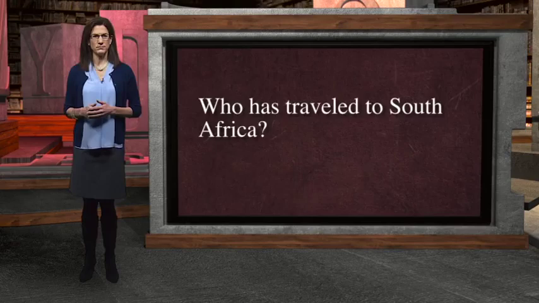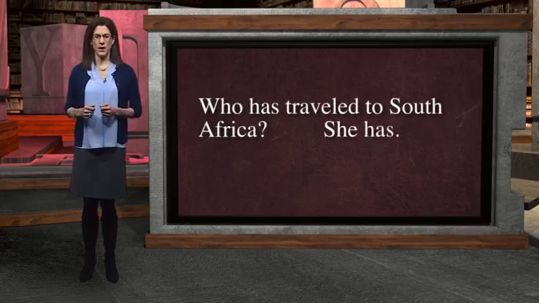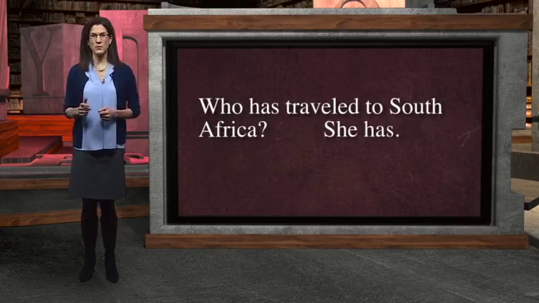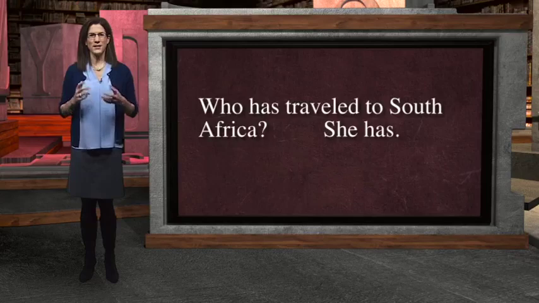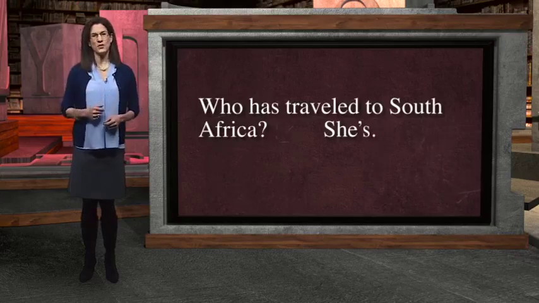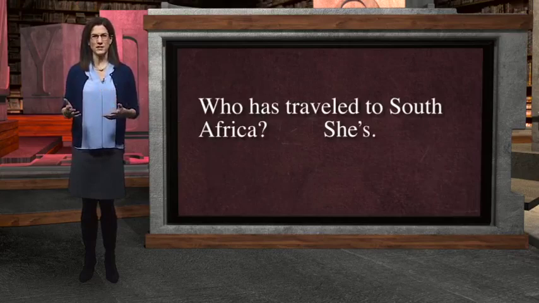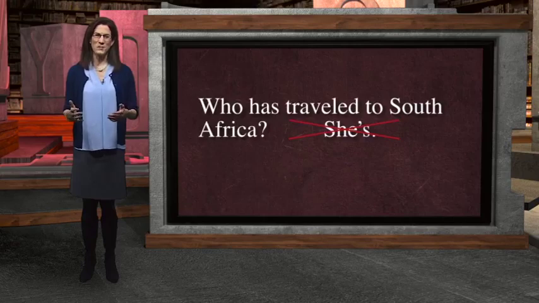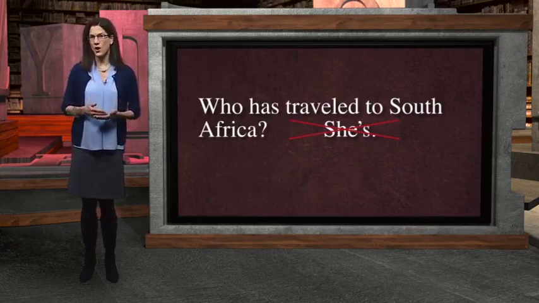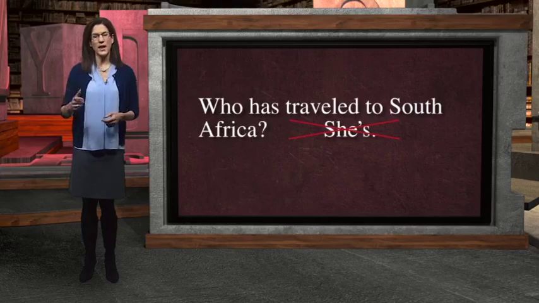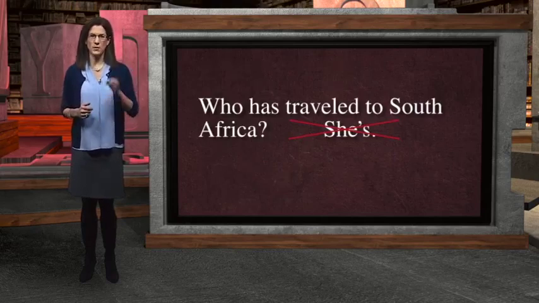Let's try this one. Who has traveled to South Africa? She has. Okay, there we omitted the verb, that was fine, but we did not contract the pronoun with the auxiliary verb. Let's try contracting it. Who has traveled to South Africa? She's. Again, you're saying that can't work because if I just say she's, it feels like I'm not finished with that sentence.